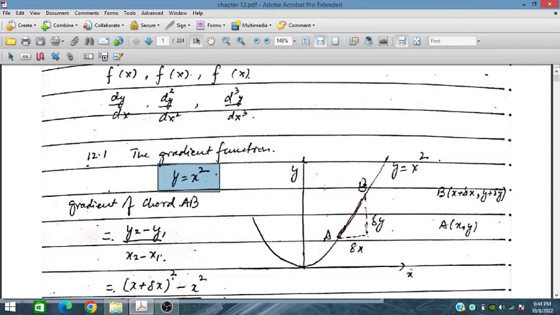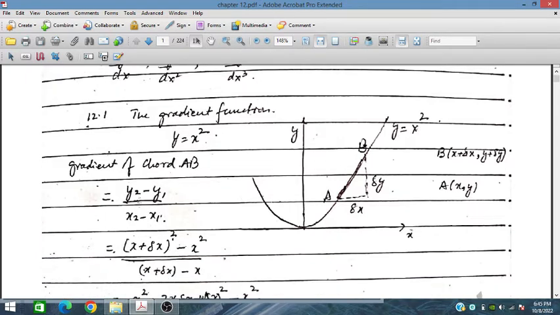Suppose we have a curve y is equal to x square, and the gradient of the chord AB, a line or chord on this curve, goes from point A to point B. The coordinates of point A are x and y, and the coordinates of B are x plus delta x and y plus delta y. So we have y is equal to x square.